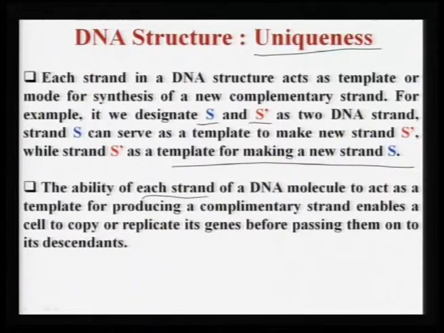So, that is what has been mentioned here: the ability of each strand, that is either S or S prime of a DNA molecule, to act as a template enables producing a complementary strand, and enables a cell to copy or replicate its genes. So, gene replication or copying is possible simply because S can produce S prime, S prime can produce S, and secondly because between A and T and G and C there are weak hydrogen bonds which can be broken if it is desired. Okay.